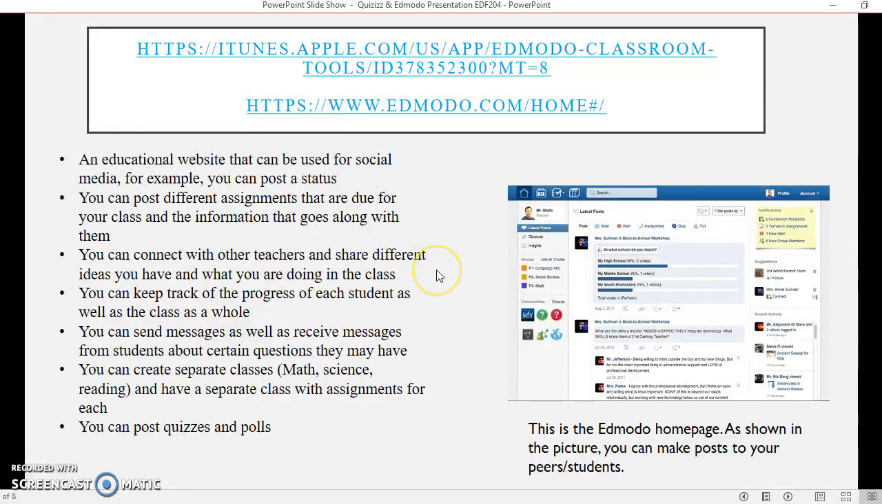So here is our app, and this is also a website too, but we're focusing on it as an app, and it's called Edmodo. So here's what it looks like, a little screenshot of it. It's kind of like a Facebook in a way. You can post statuses, like here's where someone posted a poll. You can create different classes for your students. They can message you if they have questions. You can show different assignments that are due. You can connect with other teachers and keep progress of all the students and their grades.